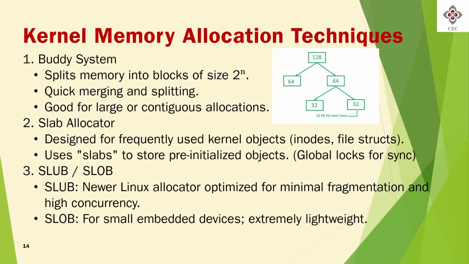Next is slob, which is a slightly better version of slab allocation. Here we use minimal fragmentation and a high concurrency mechanism, which gives better performance than slab allocation. Slob is mainly designed for constrained devices like embedded devices, and is extremely lightweight. It is like a simple linked list connection of blocks. It can connect various blocks and operate, so there is no complex mechanism involved in implementing this technique.